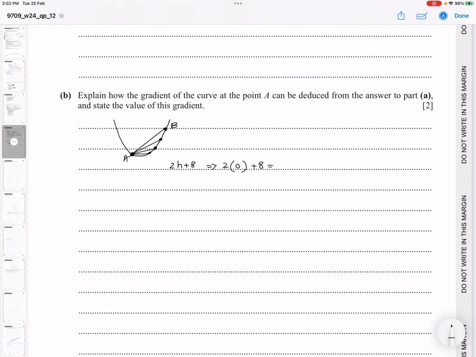So I get 8. So our gradient at point A would be 8. Actually that secant becomes tangent, and this gradient 8 is the gradient of the tangent at point A on the curve. So you have stated the value of the gradient, and I have explained in my explanation. You can write it down.